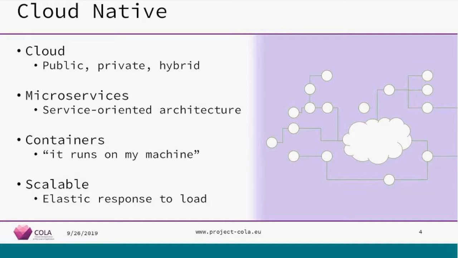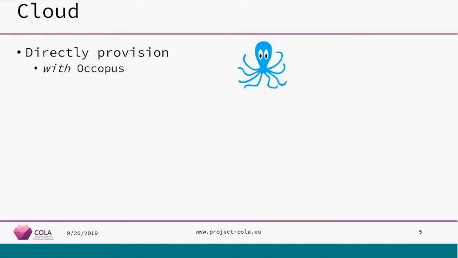These microservices should ideally be running as application containers, which solve that very long-standing problem of "it runs on my machine, why doesn't it run on yours?" And lastly, those containers, those microservices, should be scalable. So not all of them, but some of them should have some elastic response to load. And if we have all of those things, we're going to be able to benefit from what's in MiCADO. Let's take a look at what each of those means in MiCADO and get a little bit more specific.